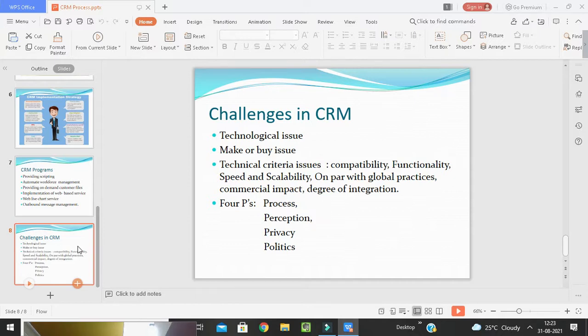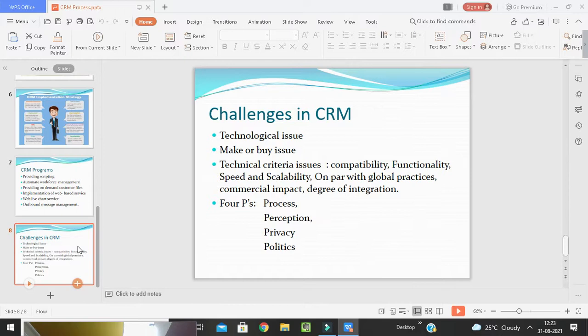Next thing, 4 P's. 4 P's here does not mean product, price, place, promotion. This one is totally different. First, we have process. What process? That means what failure points are there in the CRM where we have to work. We have to collect feedback from the customers and work on that.